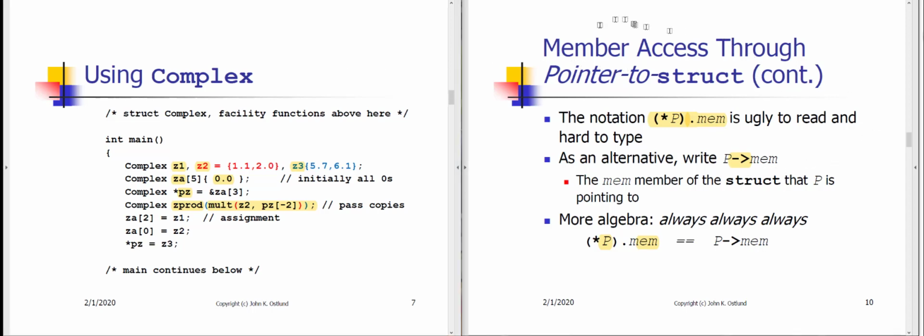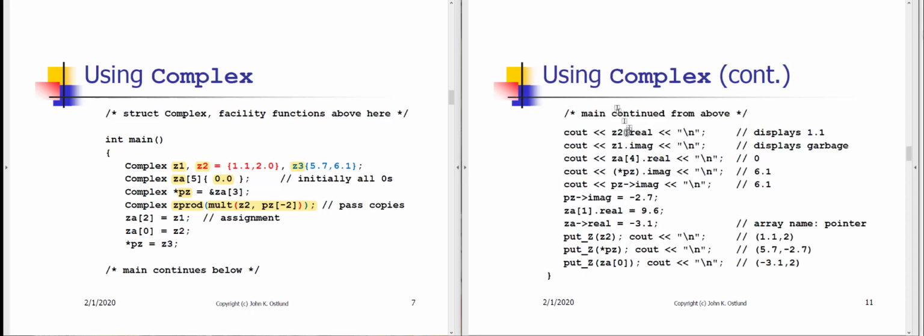Okay, so on slide 11, we have the bottom part of this main function. Z2 is simply a complex object, and we can therefore directly access its real part by saying z2.real. Likewise, Z1 is a complex object, and we can directly access its imag part by saying z1.imag. Now, z2.real is going to be 1.1, which is a valid value. Z1 is not initialized, so z1.imag is going to display some kind of garbage.